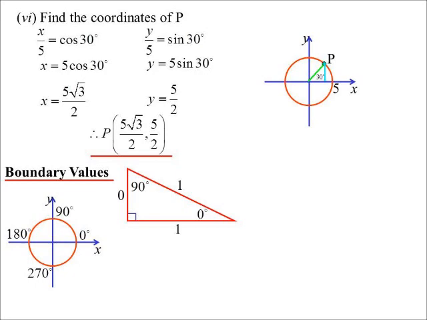But now I can read off my triangle. So 0. Sine of 0, opposite over hypotenuse, oh, that's 0. Cosine of 0, that's 1. Tan of 0, that's 0.